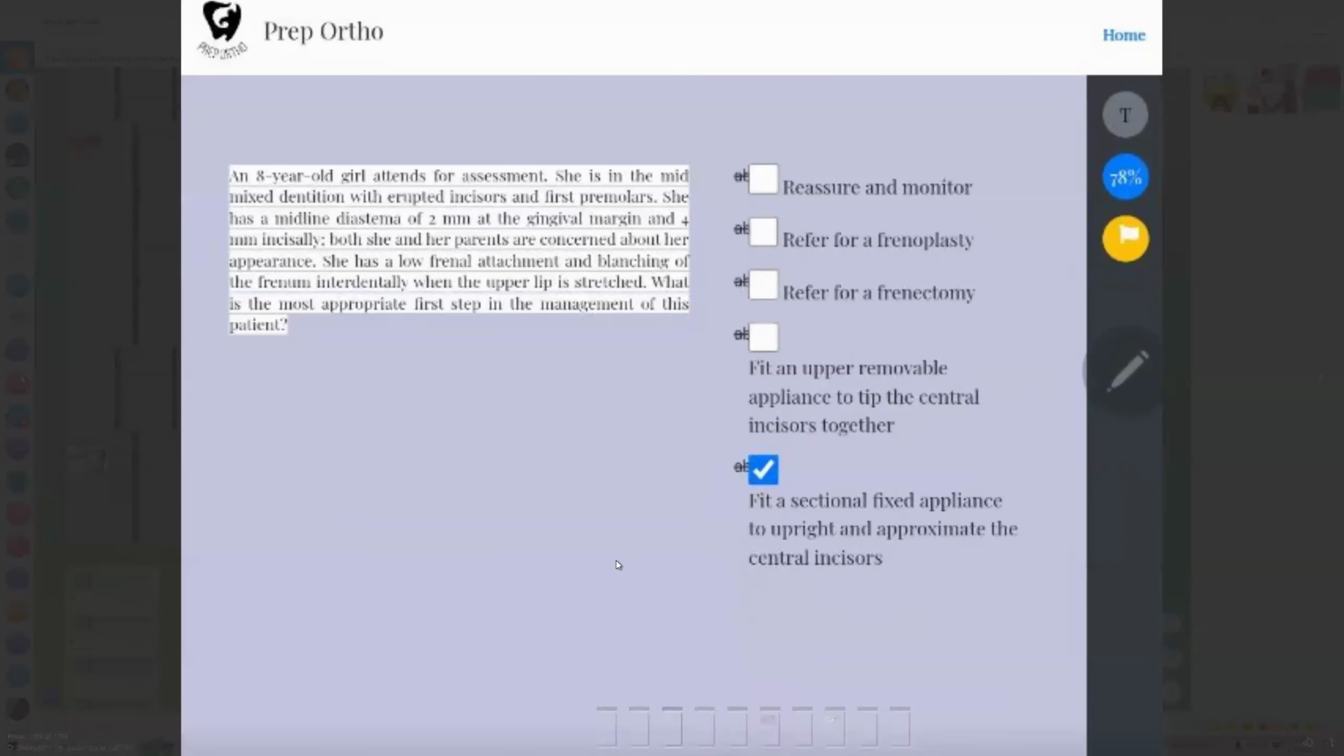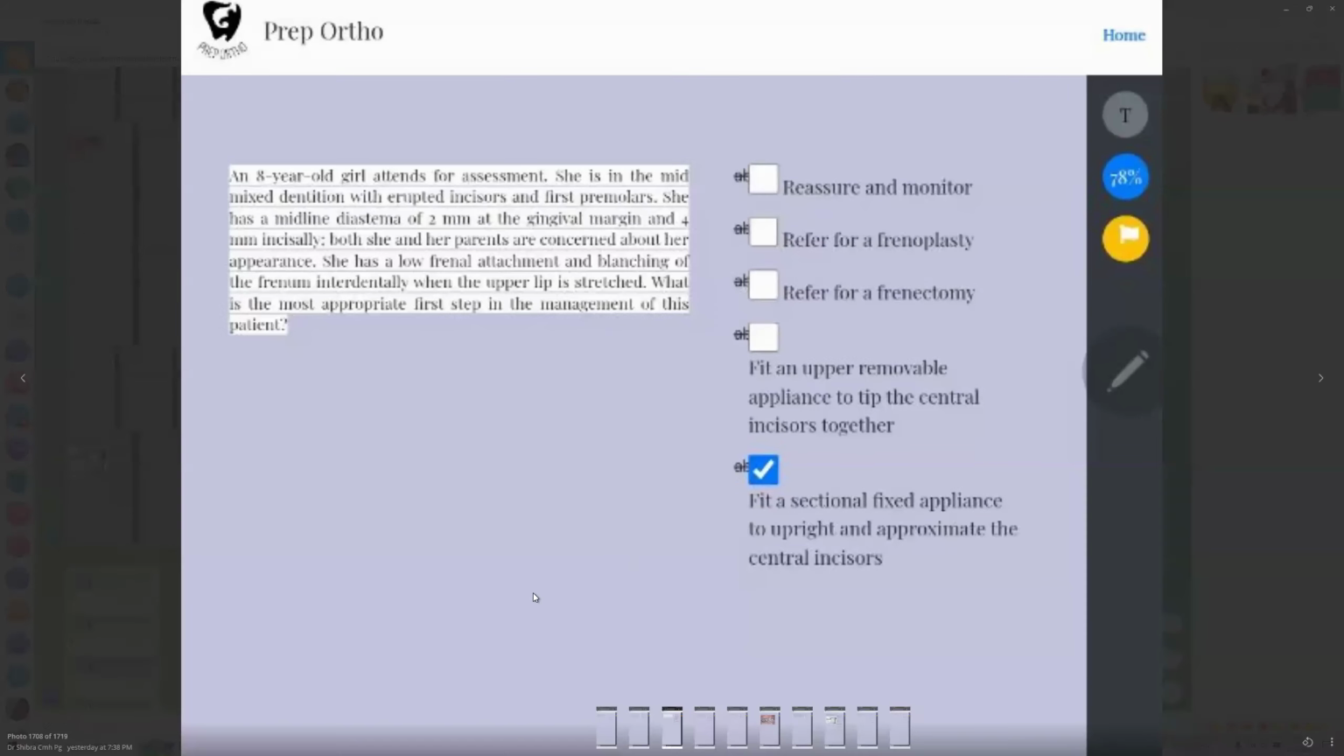An 8-year-old attends for assessment. She is in the mixed dentition with erupted incisors and first premolars. She has a midline diastema of 2 millimeters at the gingival margin and 4 millimeters incisally. We decided that the gingival margin is more important. If it's 2 millimeters, it might be due to the ugly duckling stage, because if it's more than 2 millimeters at the gingival margin, then we need to intervene.